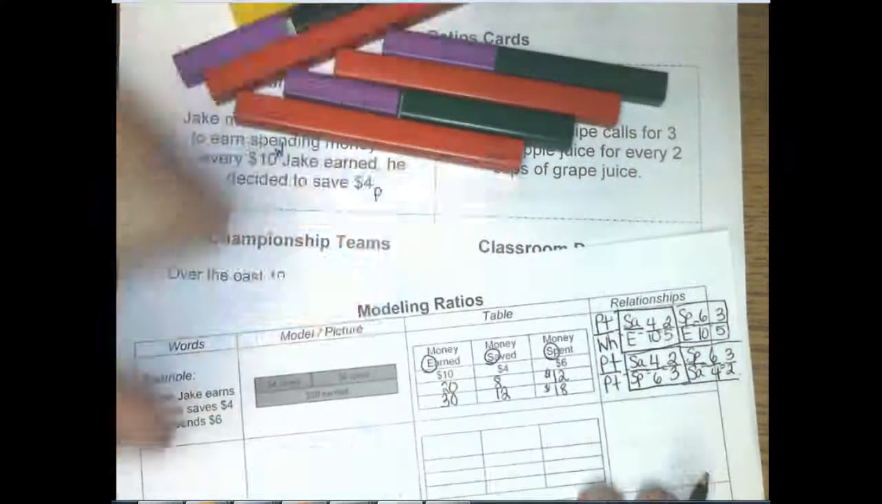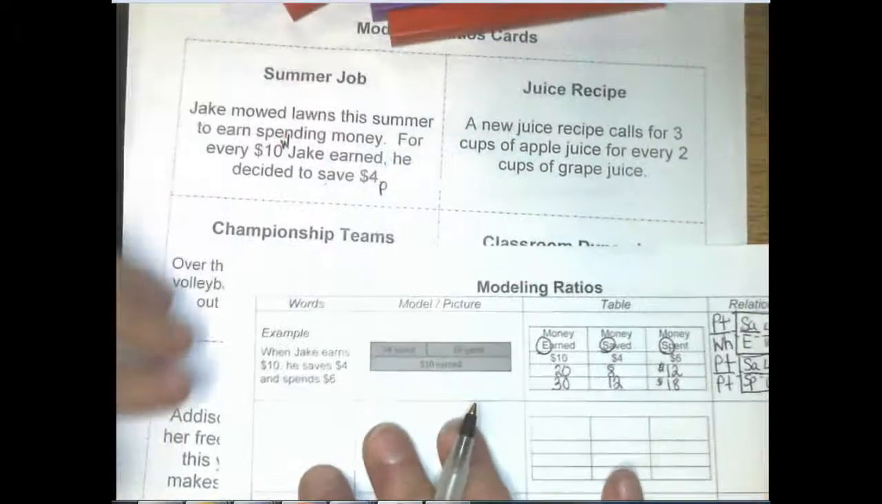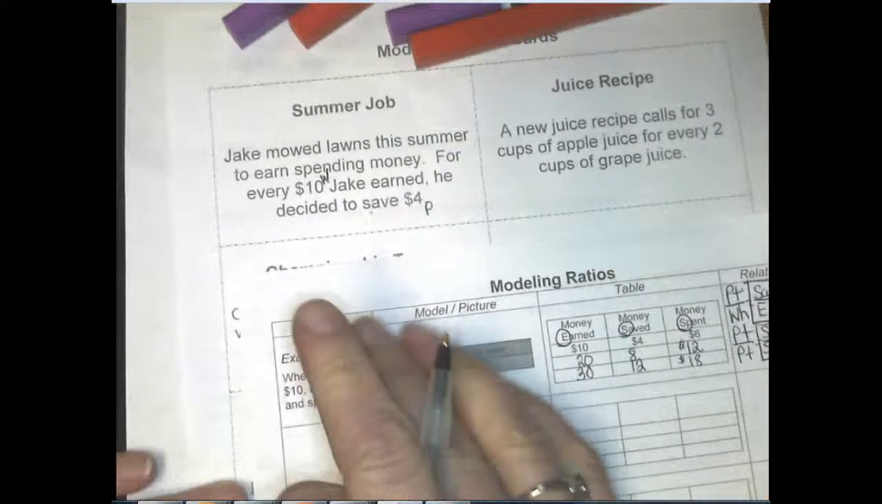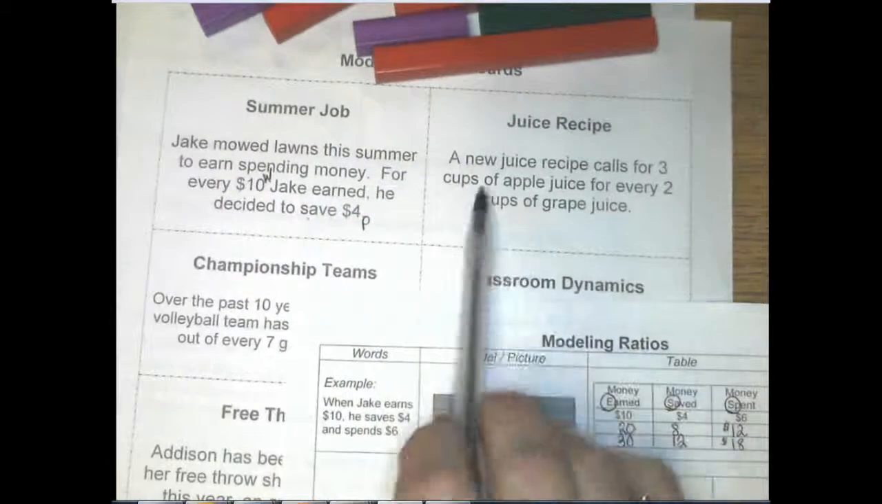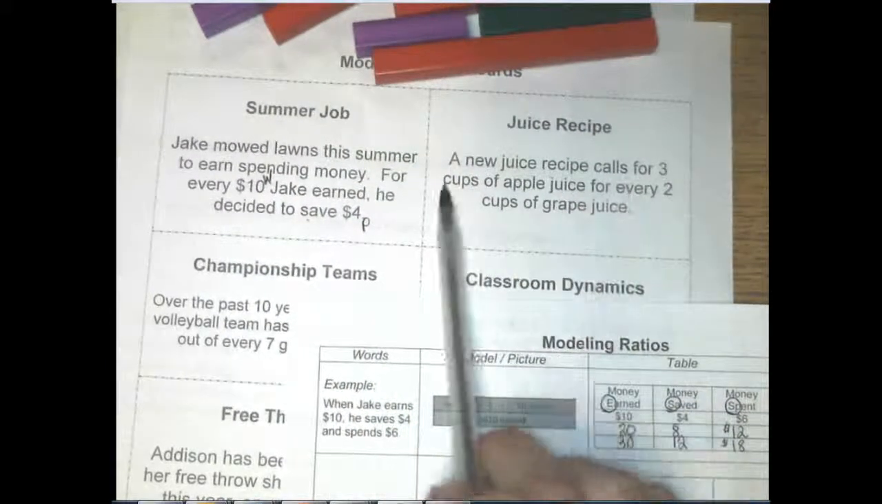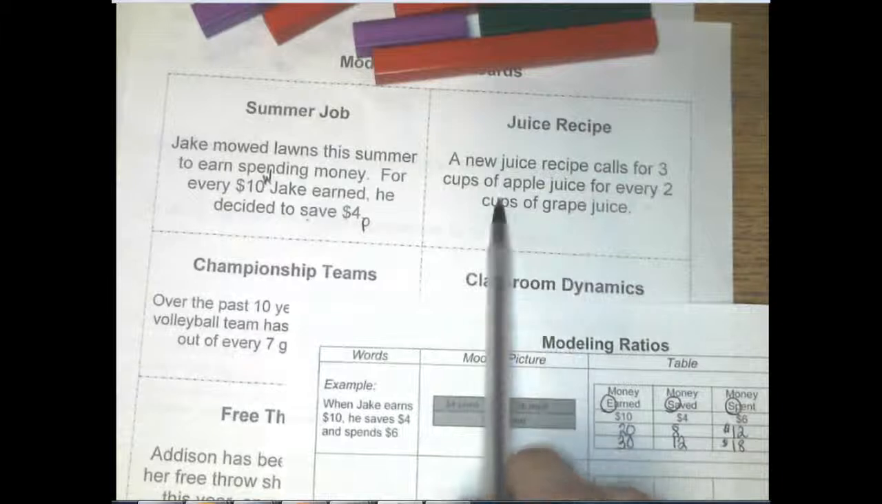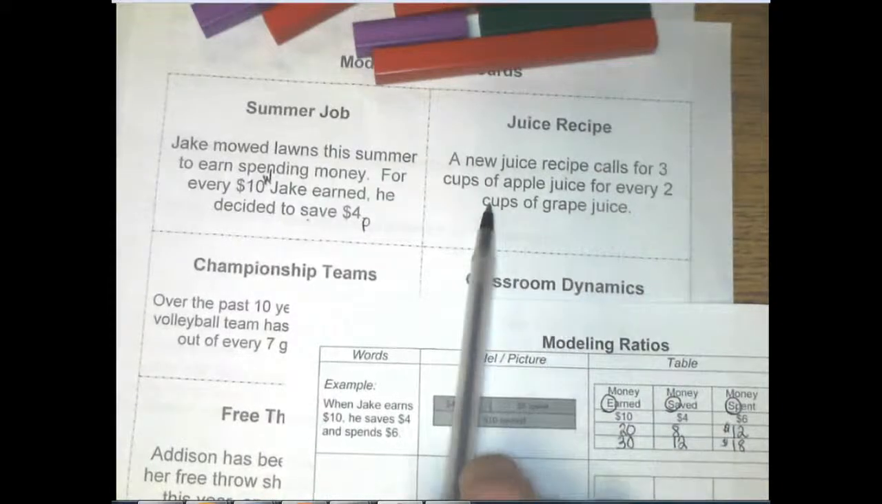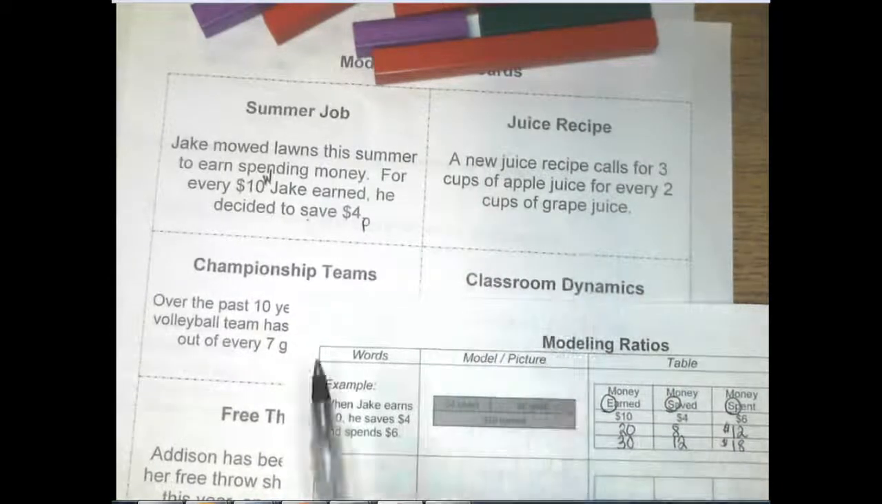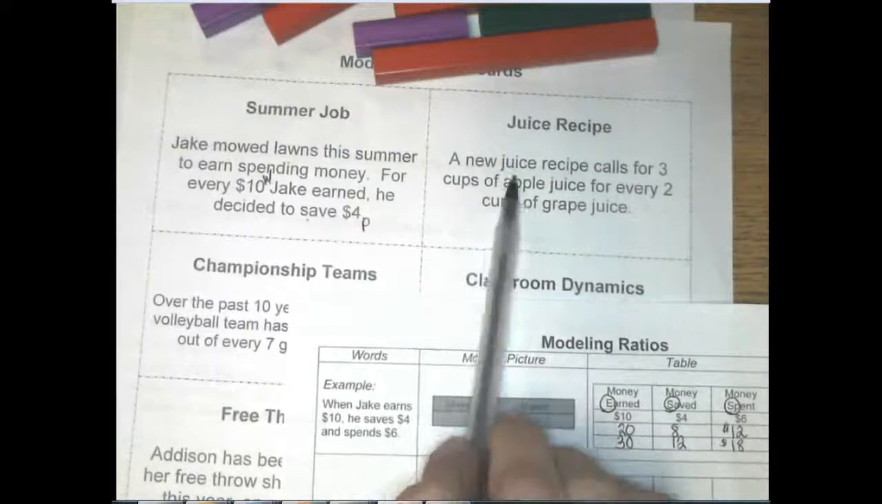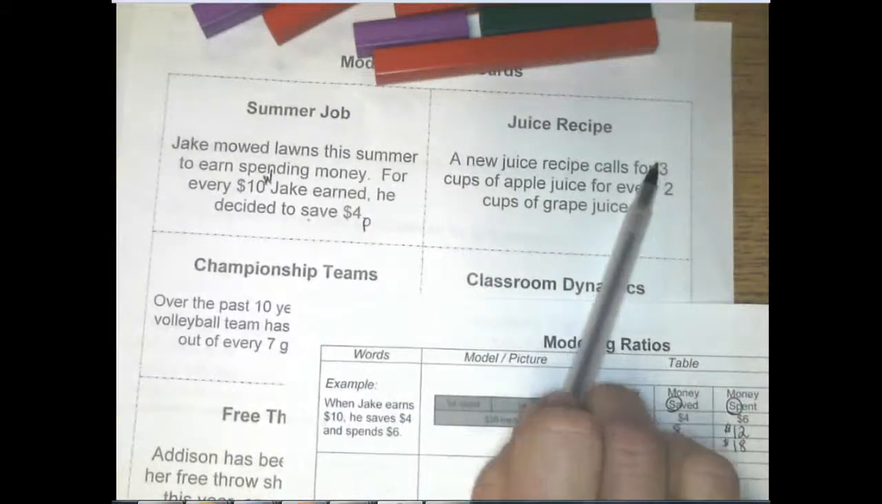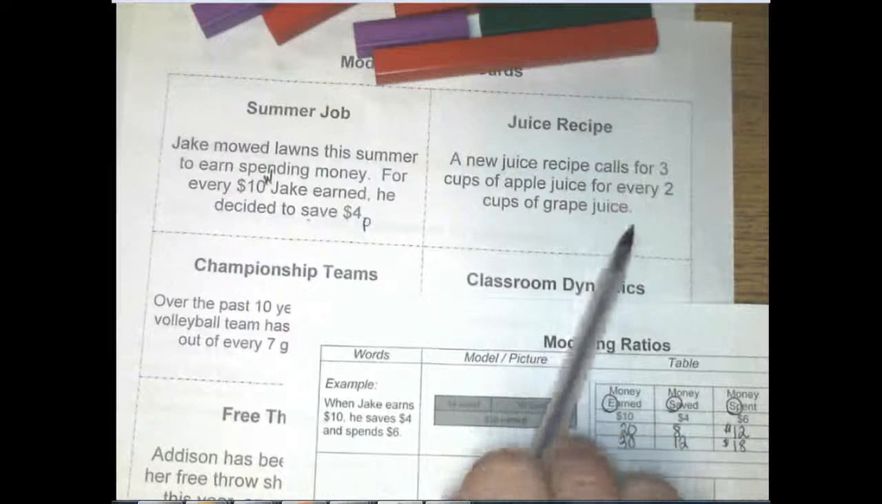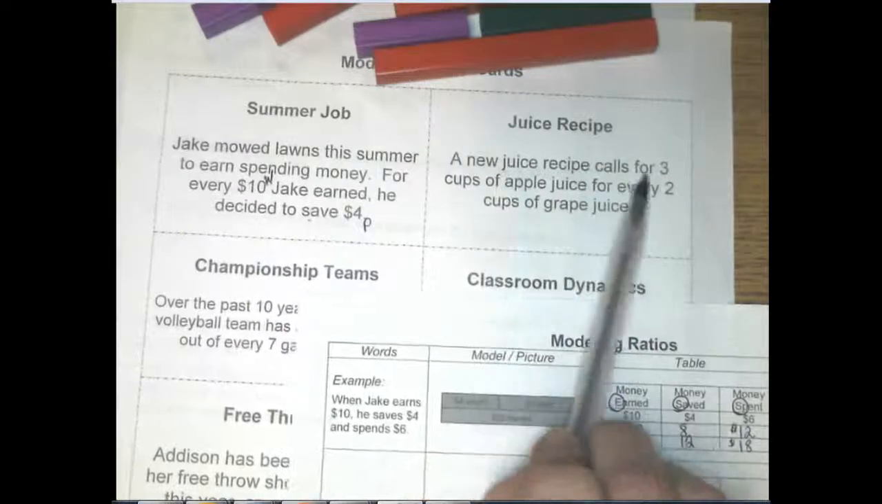All right, so the next one that we did was a juice recipe, okay? So this is the juice recipe. So let's see what it says. A new juice recipe calls for 3 cups of apple juice for every 2 cups of grape juice. Now remember what I said about a ratio. A ratio will always contain 2 parts and a whole. So we have to decide, does this information that's given represent parts, whole? Does it represent 2 parts? Let's see if we can figure it out.